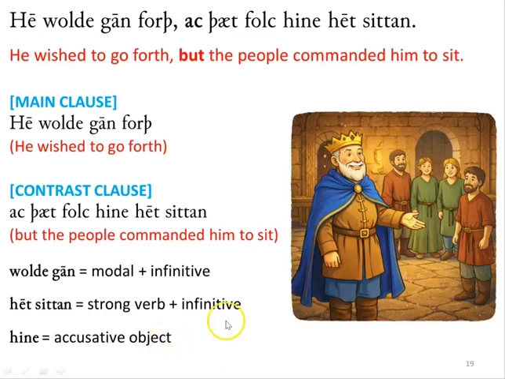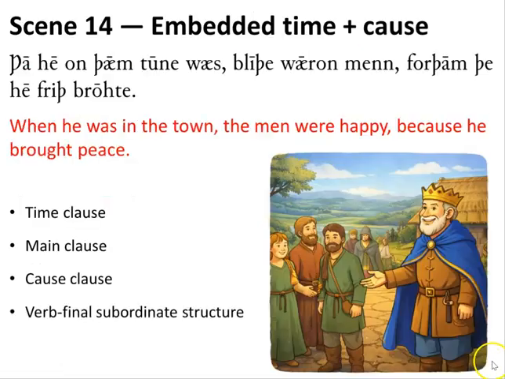Hinne is the accusative object, okay, and it stands for him, singular. All right, embedded time plus cause. Okay, so tha he on tham tuna was, believe there war on men, for tham there he, forith boroch te.